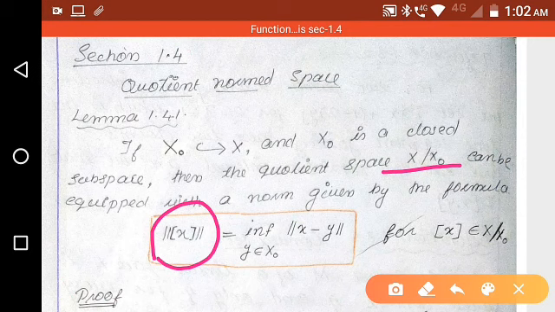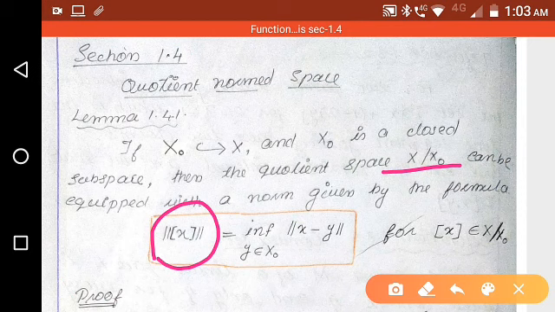Let us recall one more thing, that is the conditions required for a norm. First one, norm x greater than or equal to 0, and norm x equal to 0 if and only if x equal to 0. The second condition is norm of lambda x equal to mod lambda into norm x. Third condition is norm of x plus y less than or equal to norm x plus norm y. So let us enter into the proof.